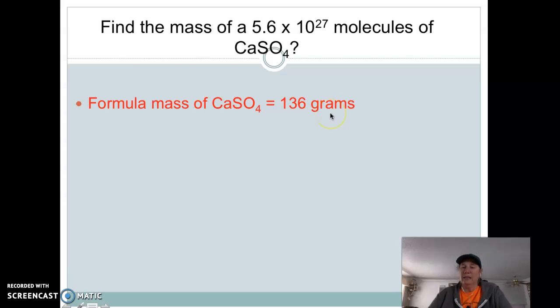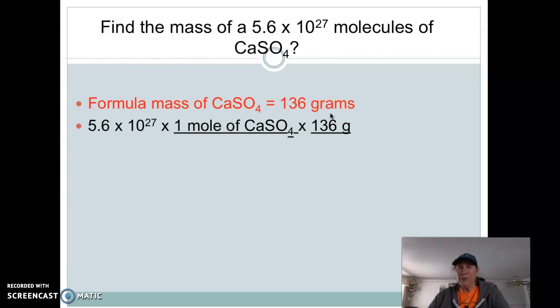Okay, so if I want to solve, I write down what I know. 5.6 times 10 to the 27. I didn't write out molecules, you guys, because then it doesn't all fit on one line and then it doesn't look good. I know, that's important, right? Okay, so I know that in 1 mole of any substance, I have Avogadro's number of atoms, or molecules in this case. So I put those opposite. And then I want grams, so I'm going to put 1 mole of calcium sulfate, because again, molecules are going to cancel out moles, so I'm going to put grams up here.